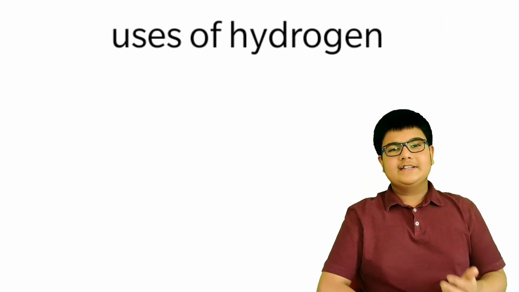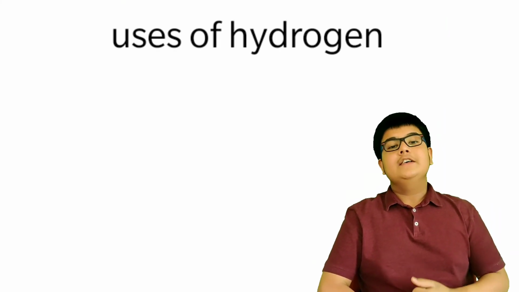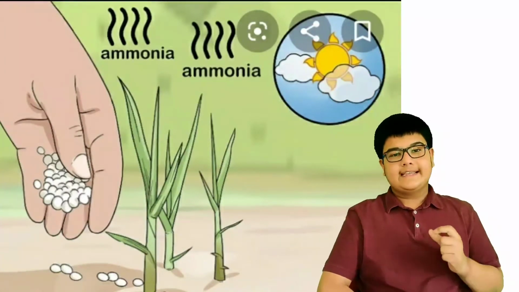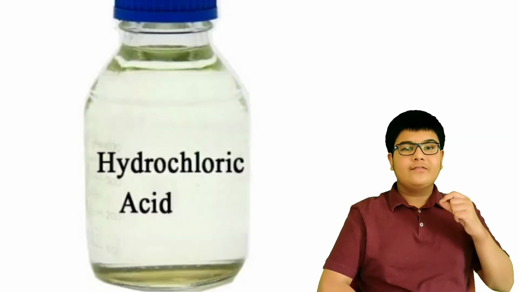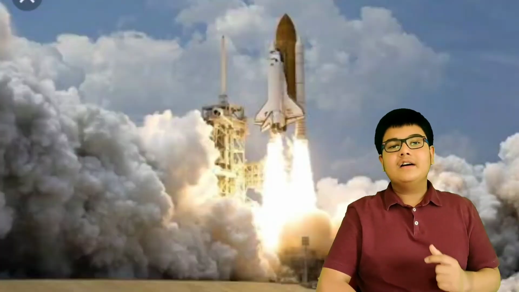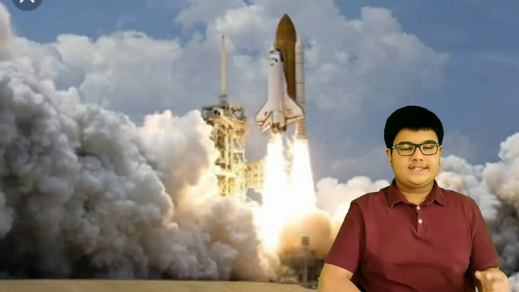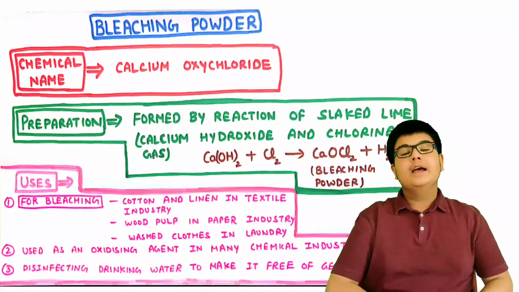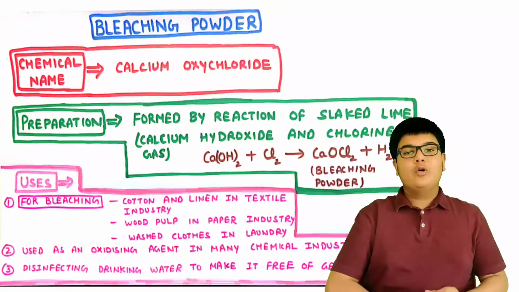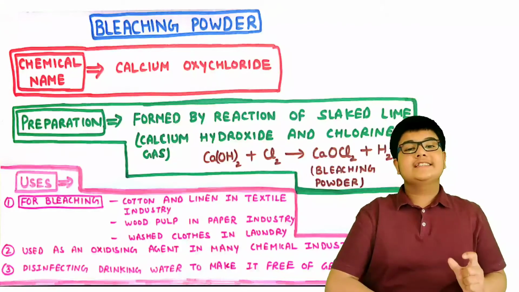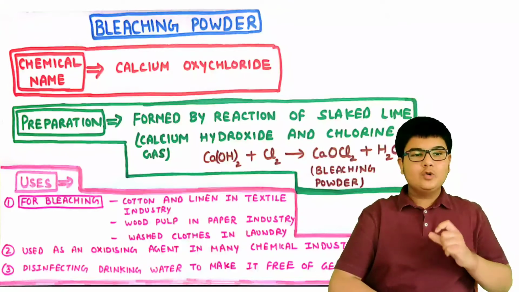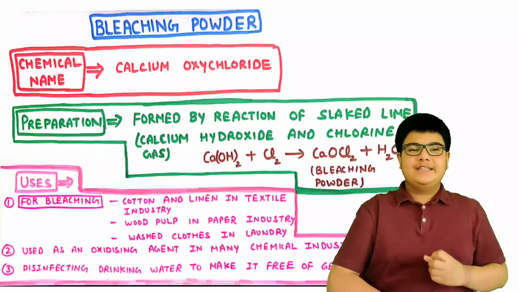And third, now let us see the uses of hydrogen. So first, it is used to make ammonia for fertilizers. Second, it is used in the production of hydrochloric acid. And third, it is used as a fuel in rockets. Now let us see bleaching powder. So the chemical name of bleaching powder is calcium oxychloride and its formula is CaOCl2.